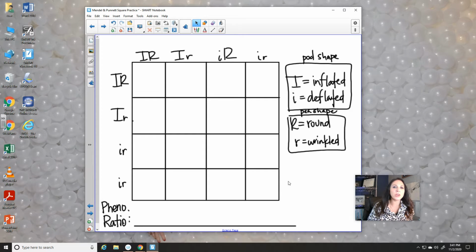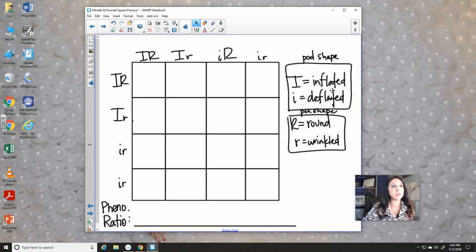Hey guys, we're gonna do a dihybrid cross right now. And what does di mean? Well, di means two. So instead of a normal monohybrid cross where we only look at one trait, we're gonna look at two traits at one time.